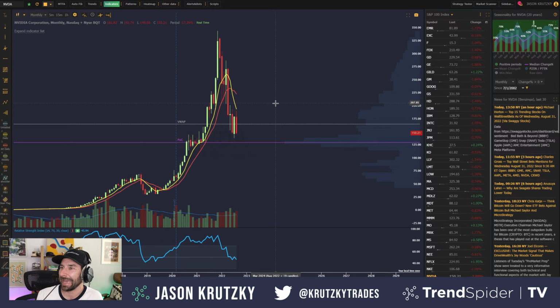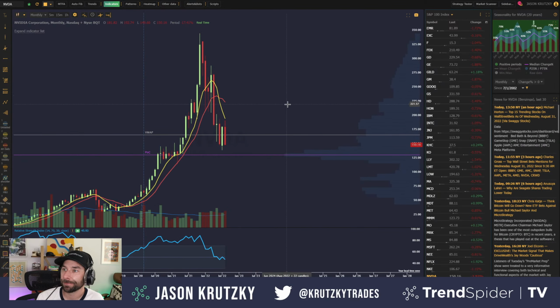NVDA is in a tight spot. Yes, in a very tight spot. You are up and over the point of control from the COVID low. We are below the VWAP. We are below the moving averages. That 200-day moving average is where we got rejected. This thing is not looking very good.